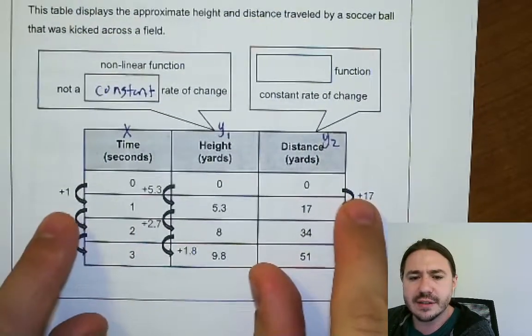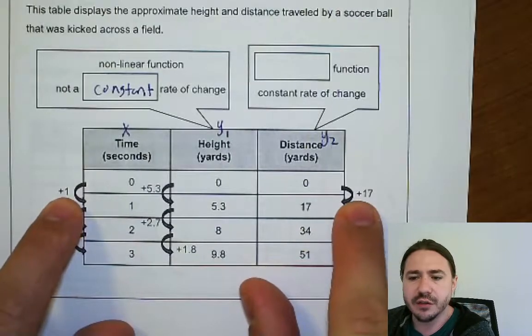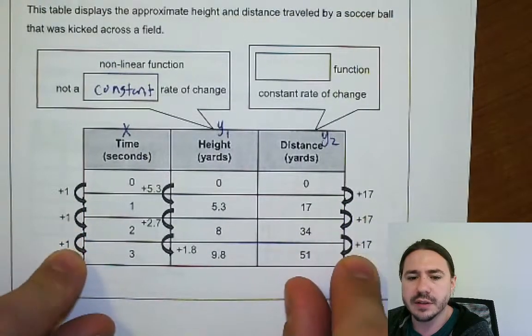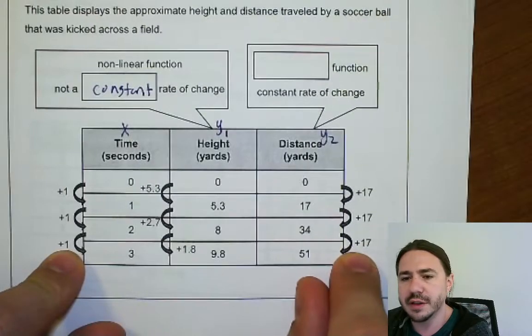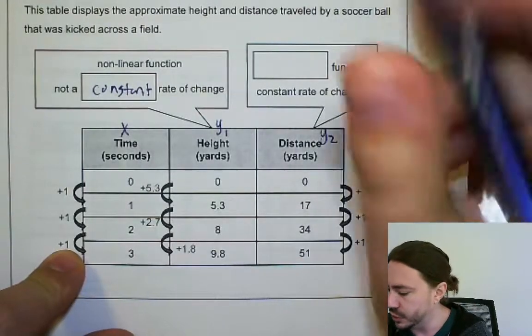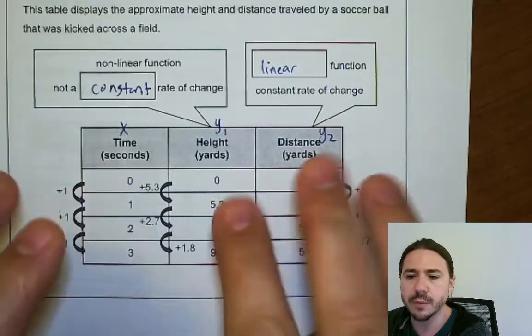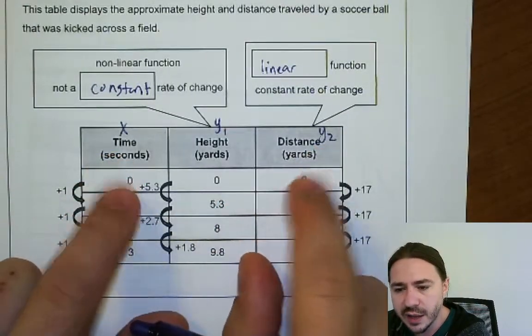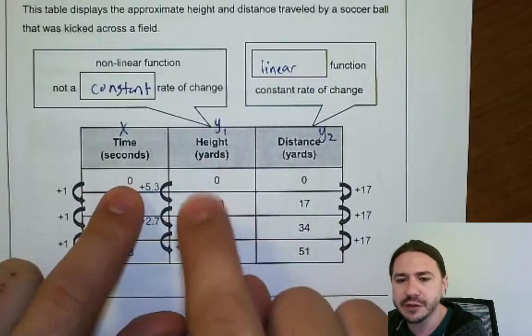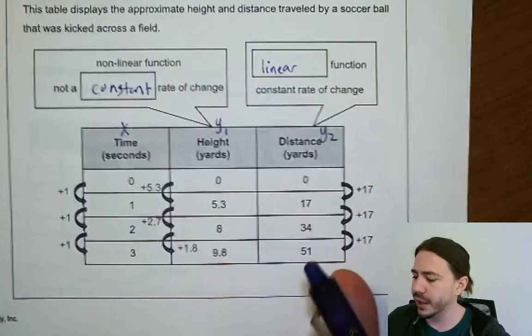On the other hand, the distance is changing by the same amount, right? We got 17 divided by 1, 17 divided by 1, 17 divided by 1. All of those are going to be 17. And since that is constant, we do in fact have a linear relationship between time and distance. So distance versus time is a linear relationship. Height versus time is not in this problem.